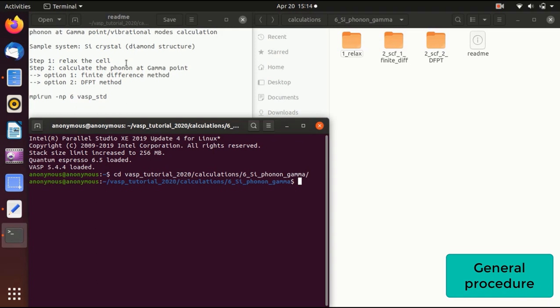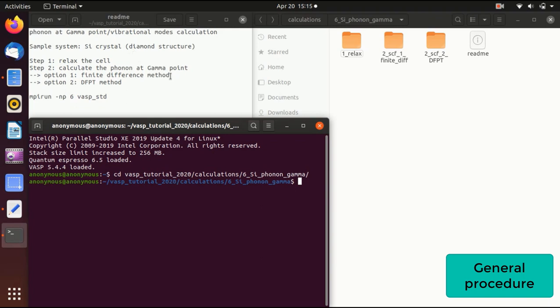So basically, you let the program move the atoms in different degrees of freedom by a finite difference step set in the INCAR, and then it can calculate the force matrix. The second option is to use the density functional perturbation theory method, DFPT. And for that, you don't need to specify a step size.